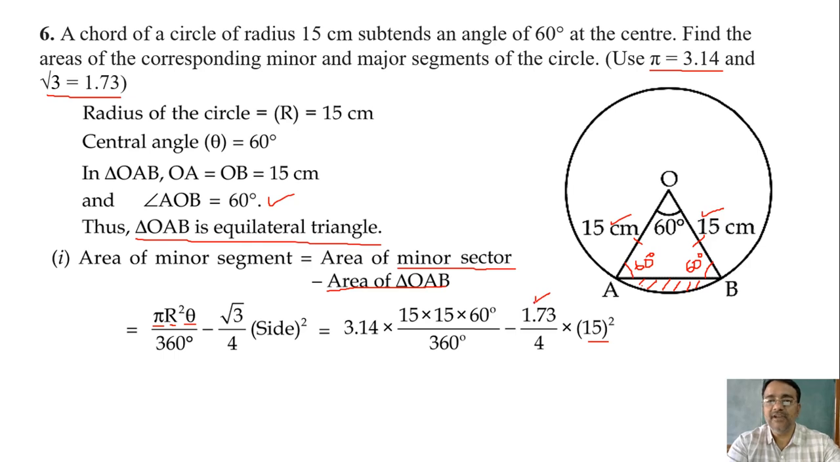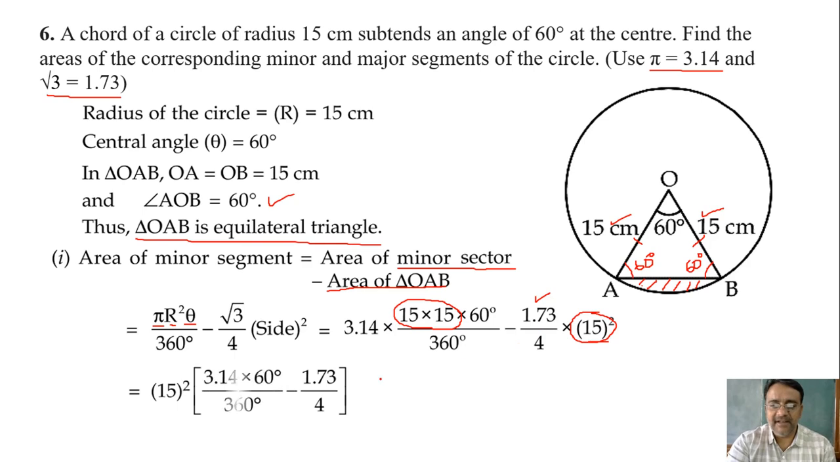Okay, so now we have to simplify this one. In both of these we can take 15 square common. We can take 15 square common. And if we take 15 square common, what is left? 3.14 into 60 upon 360 minus 1.73 upon 4. Okay. Further we can simplify this also.